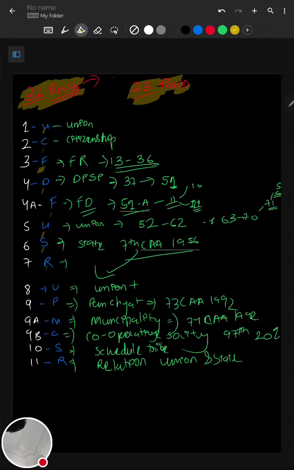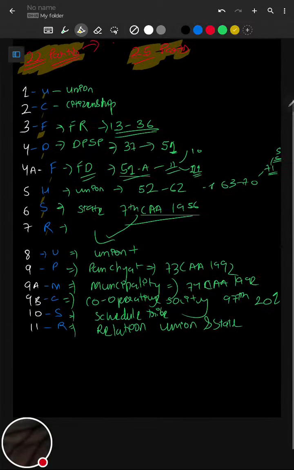Now eighth to 11th. So eighth is your union territory. Then ninth is your Panchayati Raj, which was added in the 73rd Constitutional Amendment Act of 1992. Then 9A is your municipality, which was added in the 74th Constitutional Amendment Act of 1992. Then 9B is cooperative society, which was added in the 97th Constitutional Amendment Act of 2011. Then there is 10th, which is scheduled and tribal areas. Then 11th, and the 11th is relation of union and state.